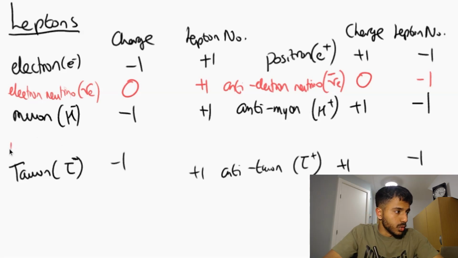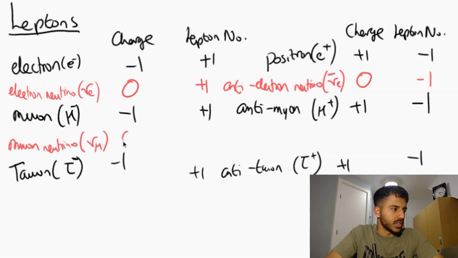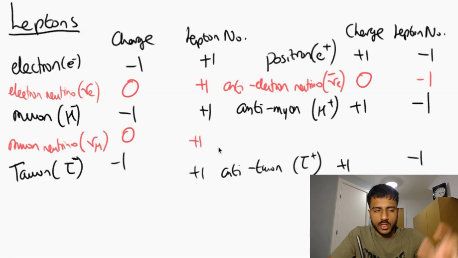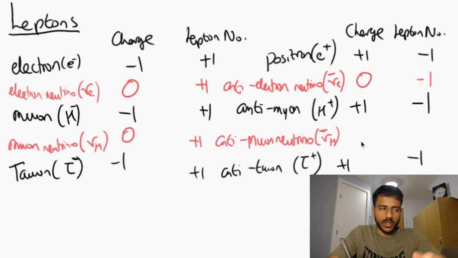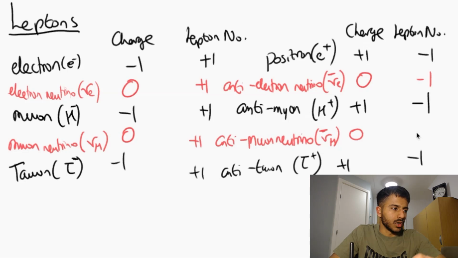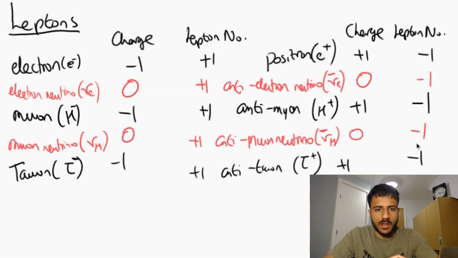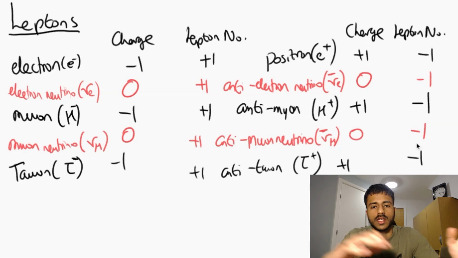But for the muon, you will get something called the muon neutrino. And this is denoted by the same V symbol, but this time with a mu subscript. And just like the electron neutrino, it has a charge of 0, it's basically massless, and it has a lepton number of +1. And as you would expect, it has an antiparticle called the anti-muon neutrino, denoted by this V symbol with a subscript mu and a hat on top. And again, charge of 0 and a lepton number of -1. And you'd also have the exact same thing for the tau one. You'll have a tau neutrino and an anti-tau neutrino.